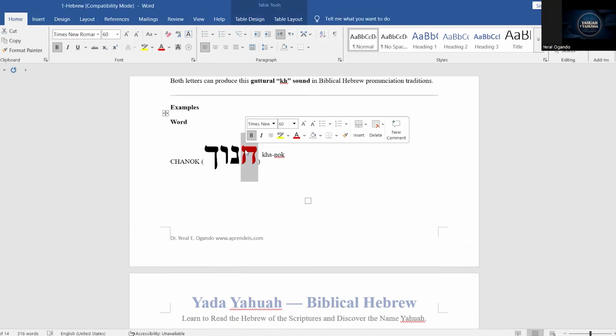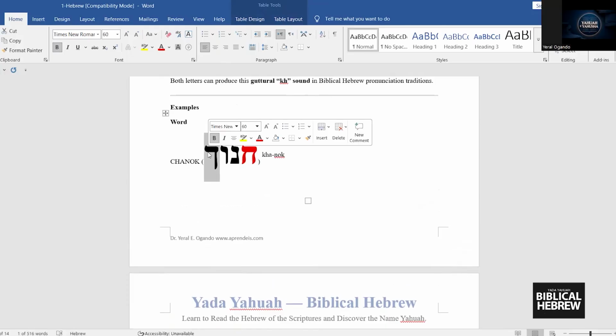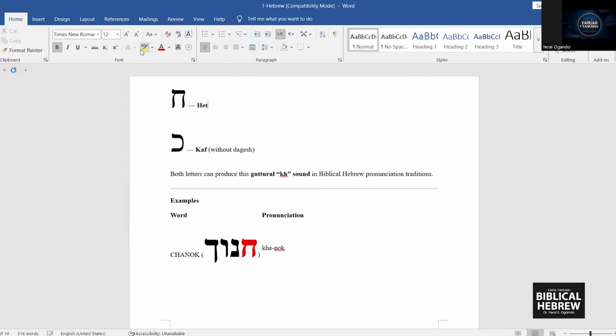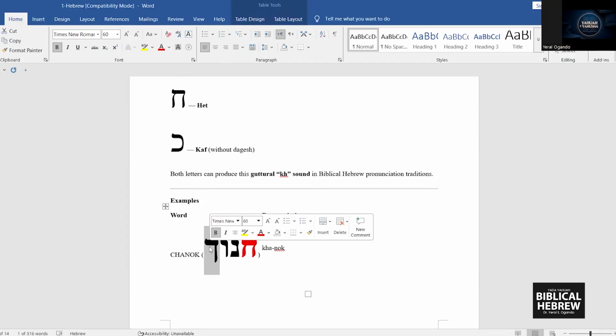You see this letter? This is the Het, which is strong, very strong. That's why we say Hanok. And this is the Kaf Sofit, which is the same as this one. The difference is that when the K is at the end, it's called Kaf Sofit. You will learn it in lesson 10. So I'm just giving you the tips right now. So that's why you say Hanok.